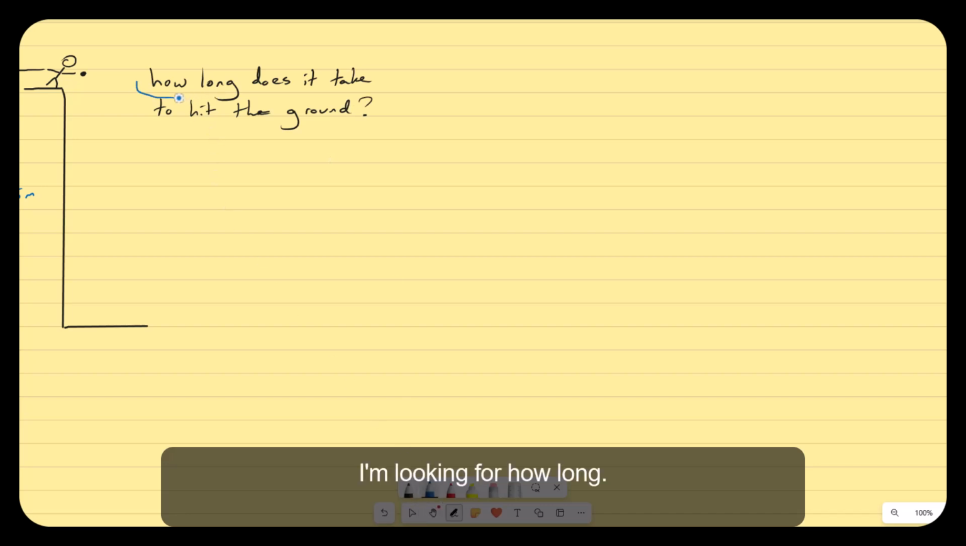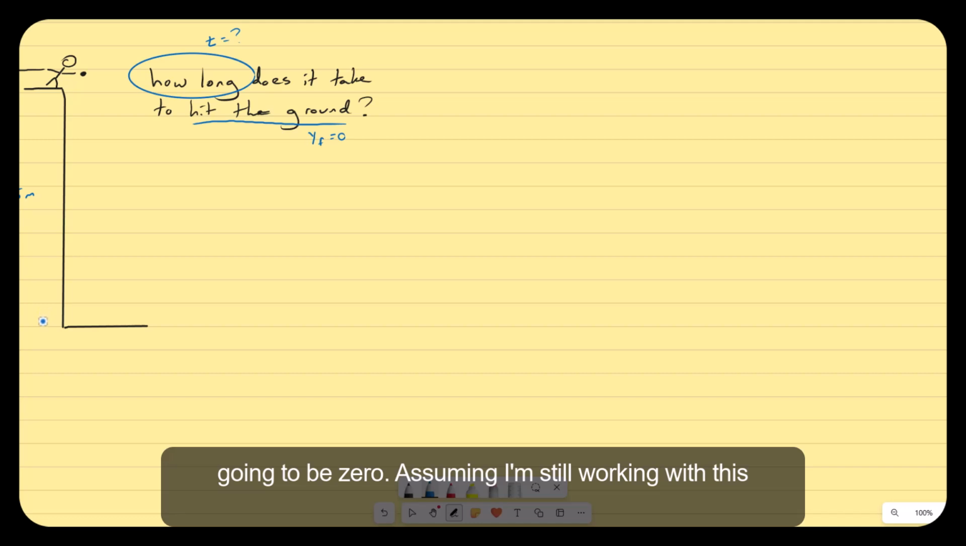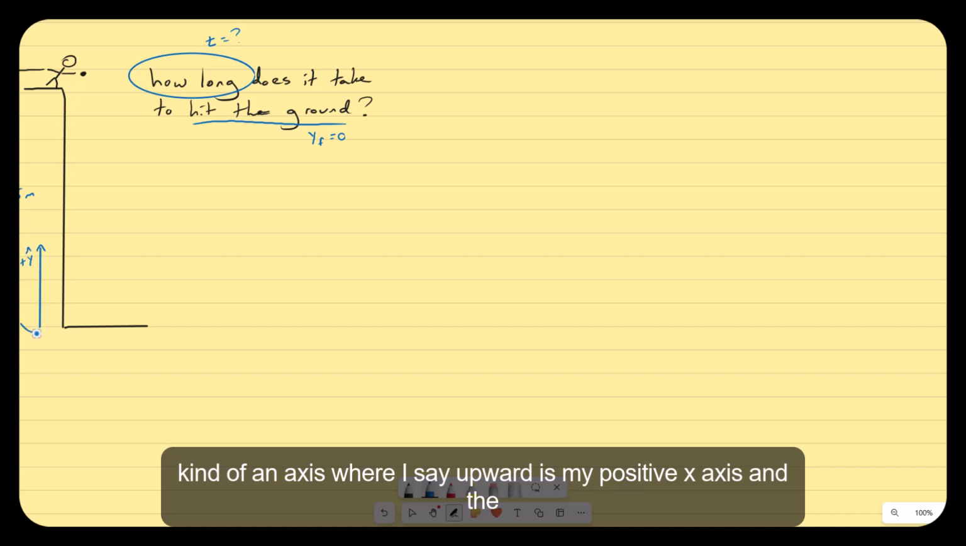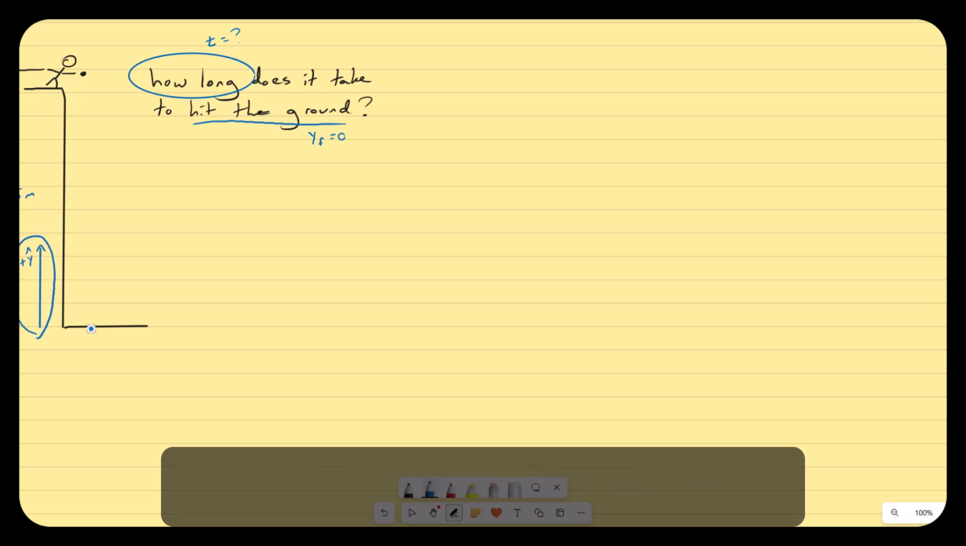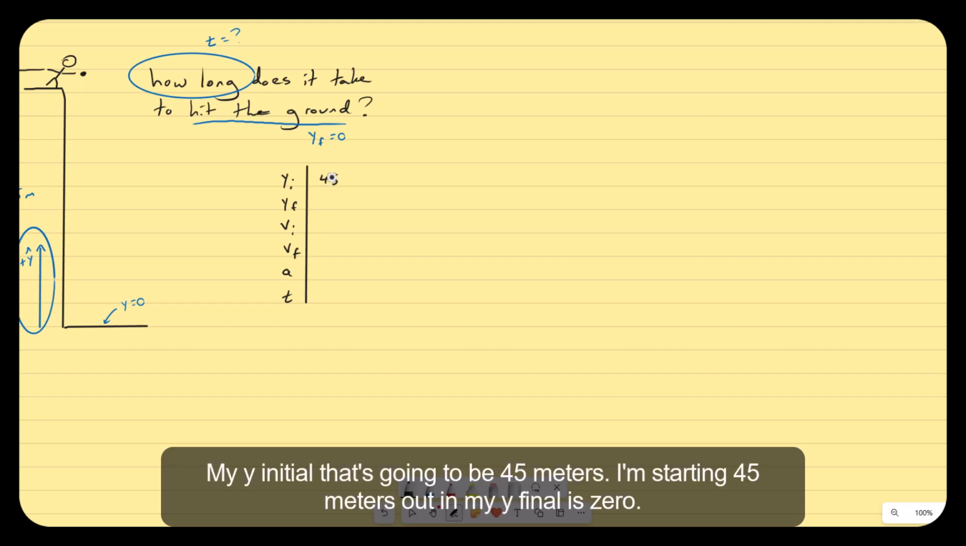Okay, I'm looking for how long, so I would like to find time. How long does it take to hit the ground? It tells me that my y final is going to be 0, assuming I am still working with this kind of an axis where I say upward is my positive y-axis and the ground counts as my y equals 0. I'm going to set up my table and plug in what I've got. My y initial, that's going to be 45 meters. I'm starting 45 meters up, and my y final is 0.